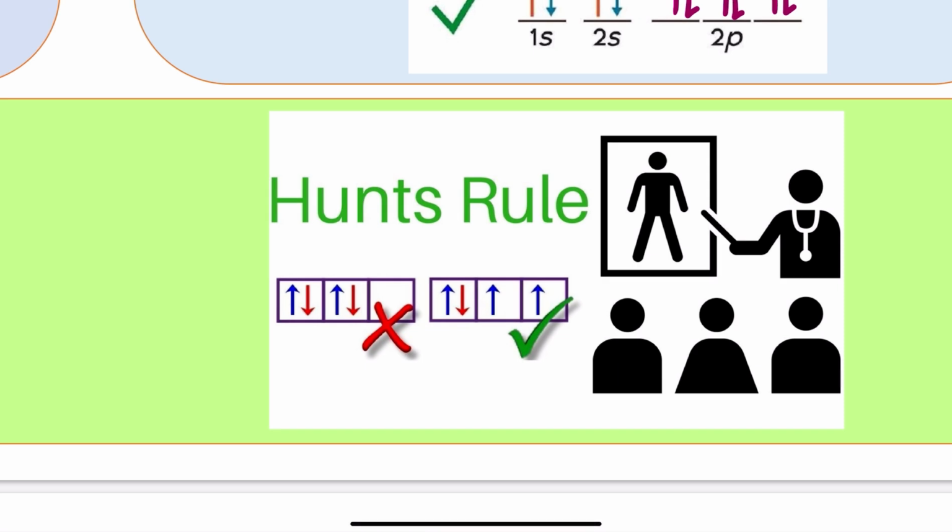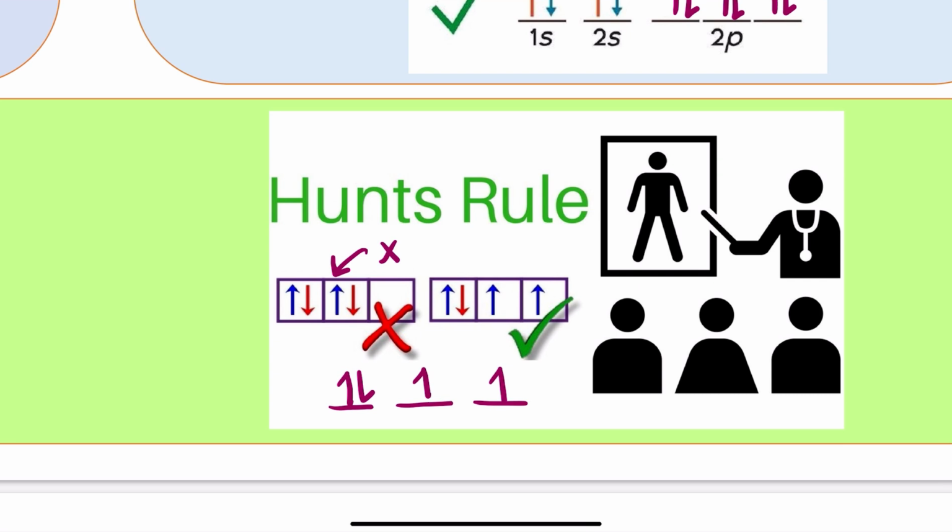This is representing a p block. The p orbitals can hold 6 electrons total. There are 3 orbitals. Each orbital holds 2 electrons. I am trying to place 4 electrons. I am going to place 1, 2, 3, and then my 4th. I am not going to do this. Electrons do not want to pair up if they don't have to. Electrons are repelling one another.